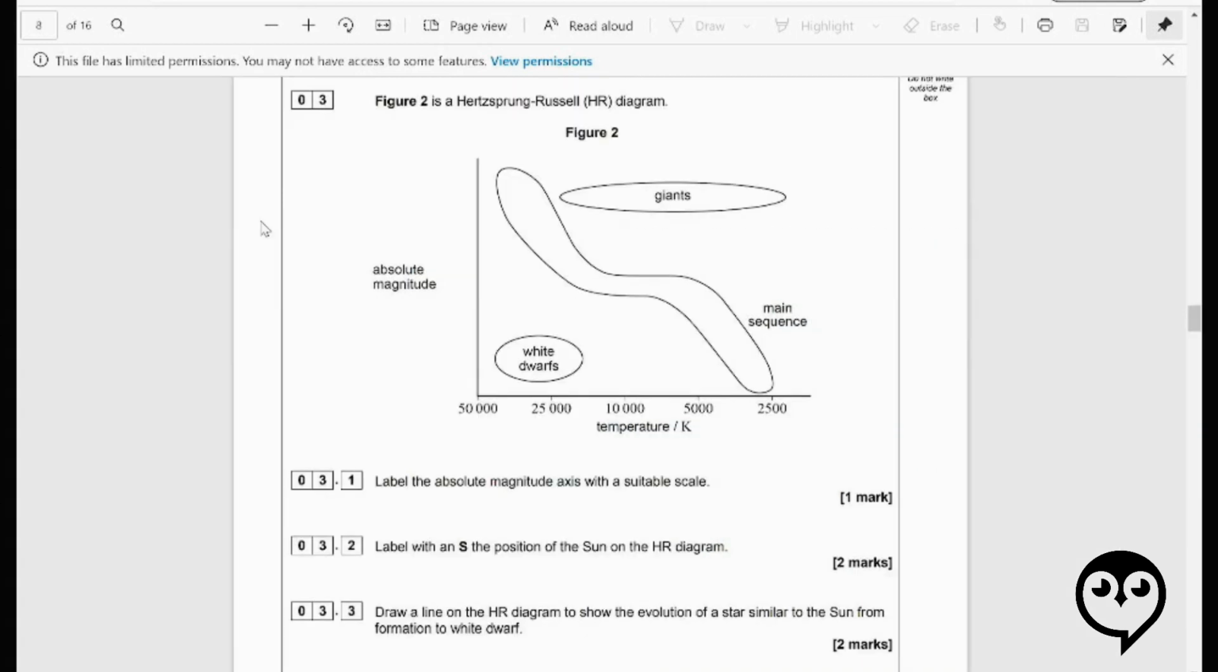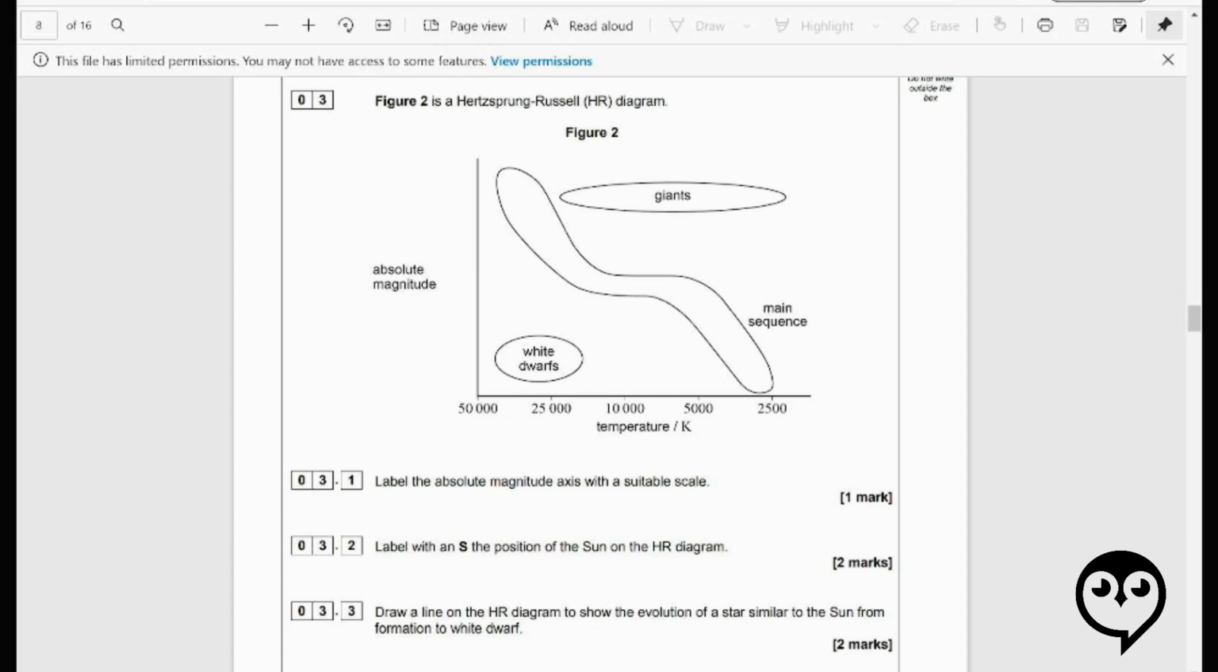Well done. Moving on to number 3, we have an HR diagram. Label the absolute magnitude axis with a suitable scale. Most HR diagrams you find on the internet compare it with solar luminosities. I would imagine in the AQA syllabus, if they're asking you this, that they've discussed it and they tell you what this range should be.